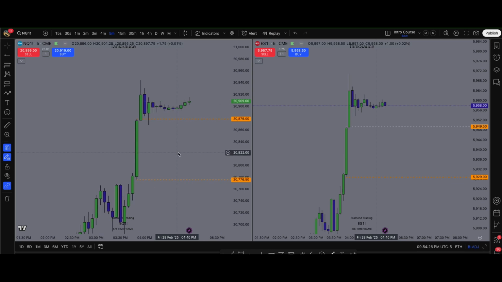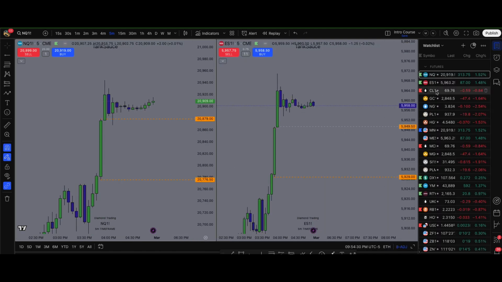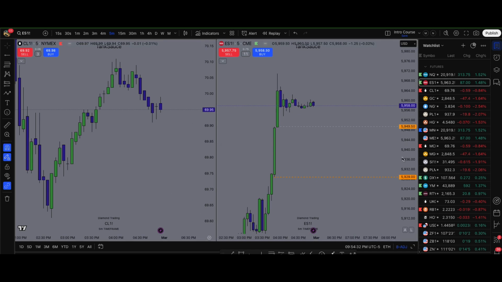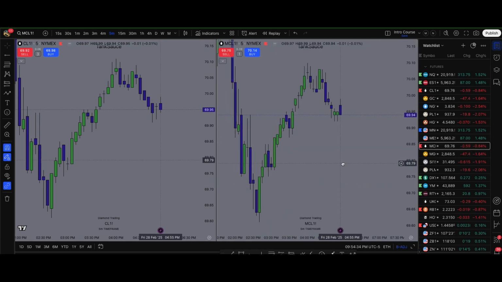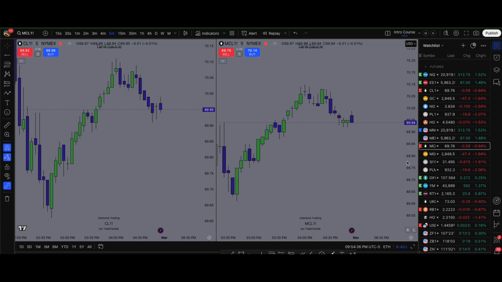Okay, so that is the tick value and the tick size. Let me show you guys CL on the 5 minute, and we'll look at MCL and the micro contracts and the mini contracts.